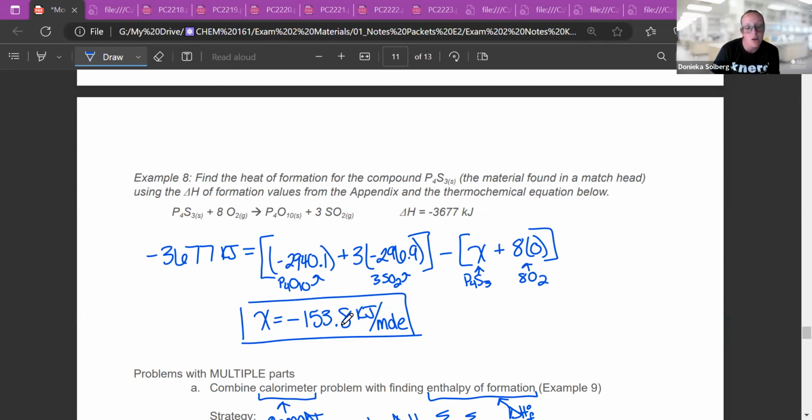I get negative 153.8 kilojoules per mole. That is the delta H for this missing one. Okay, and you are going to do one of these in the calculations in lab as well, so keep that in mind.